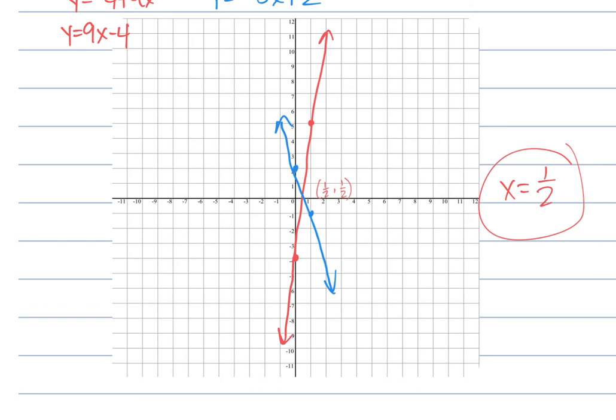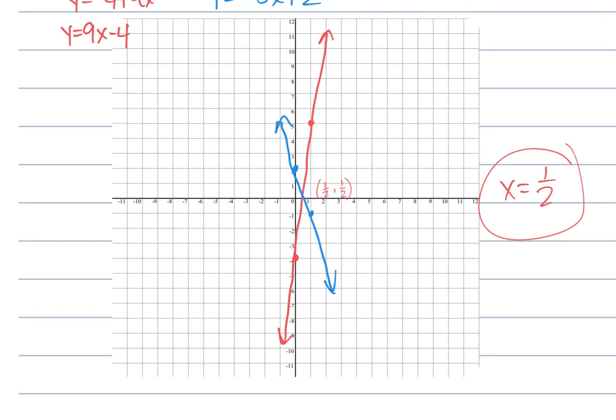Now, mine aren't straight because I'm using Explain Everything. I'm not using Notability, but you should be able to draw some pretty straight lines, and yours should intersect at a half, comma, a half. If it doesn't, double check that your y-intercept is 2 for the blue line, your y-intercept is -4 for the red one, and that your slope is 9, so you're going all the way up to 5 on the y-axis and then moving over 1. And then your slope is -3 for the blue line, okay?